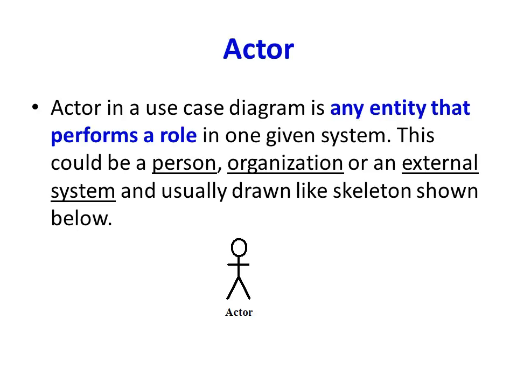This is an actor. An actor in the use case diagram represents any entity that performs a role, which could be a person, organization, or external system. And the symbol is just like a skeleton, as you can see here. The symbol is like a skeleton.